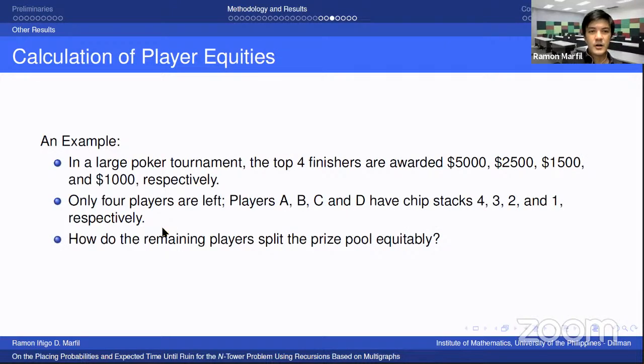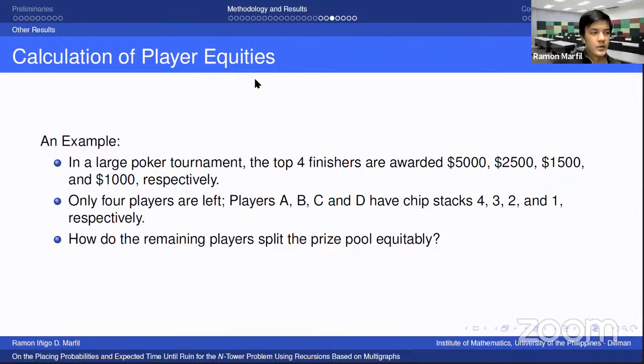Next, we have an example of a calculation of player equities. So in this example, in a large poker tournament, the top 4 finishers are awarded $5,000, $2,500, $1,500, and $1,000 respectively. And after several rounds or several days of playing, only 4 players are left. Sabihin natin those players A, B, C, and D have wealths or chip stacks 4, 3, 2, and 1 respectively.